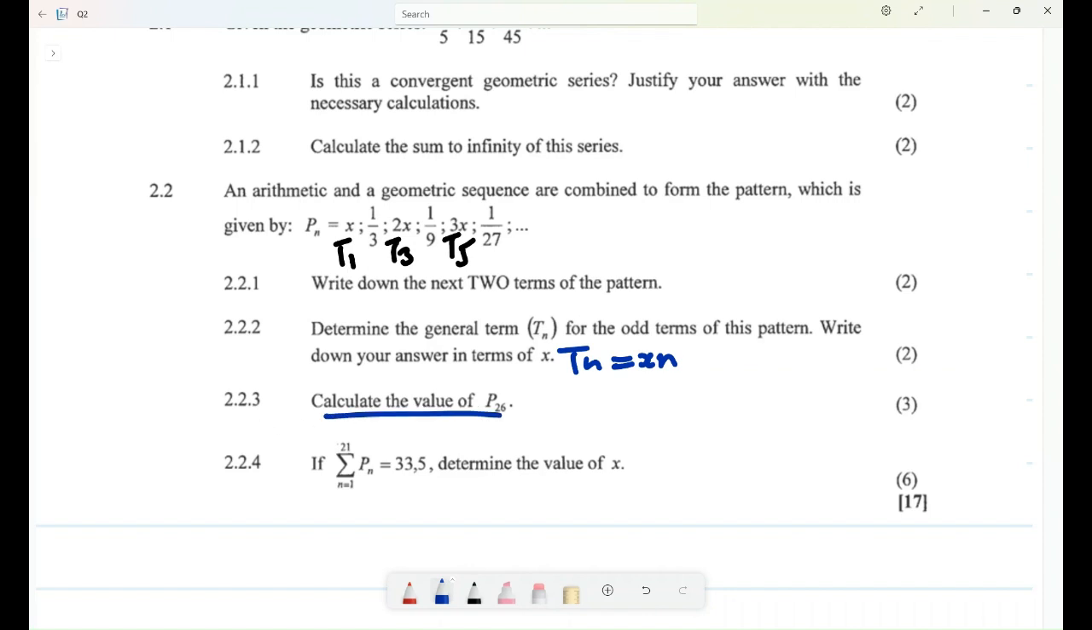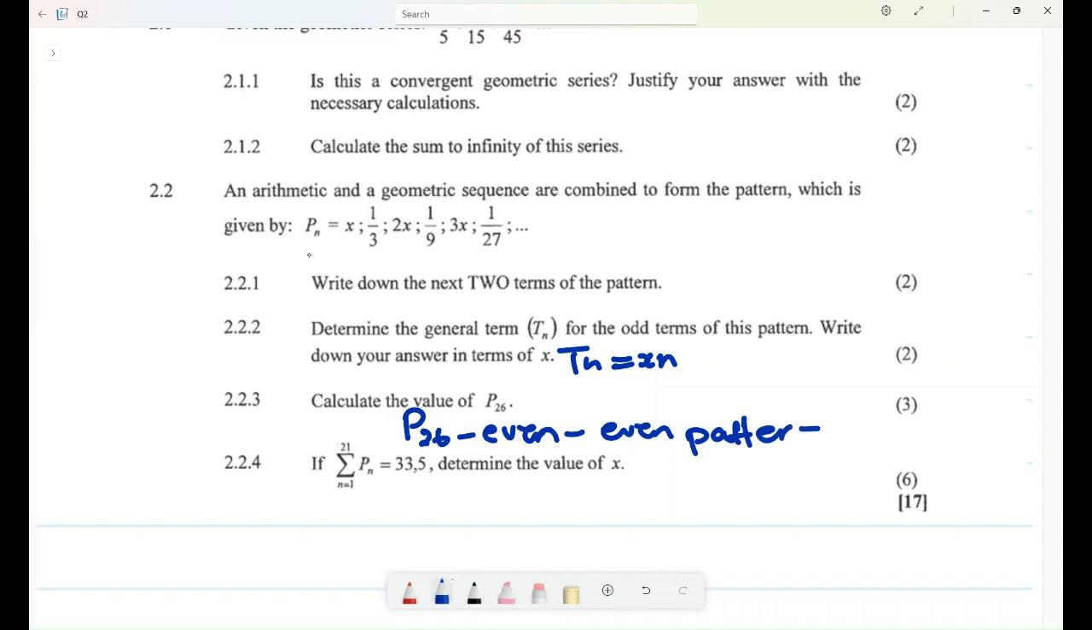2.2 says calculate the value of P26. P26 is the same as saying term number 26, right? Now, number 26 lies on which pattern, on which sequence? The arithmetic or the geometric? Can you see that 26 is even? P26 is even. Therefore, it should fall on the even pattern.